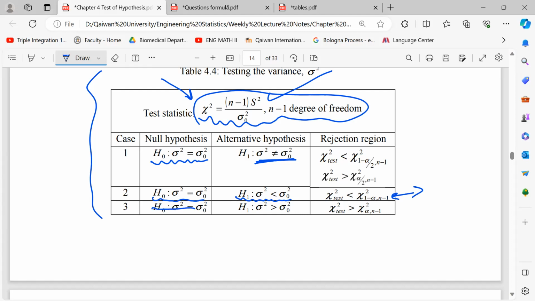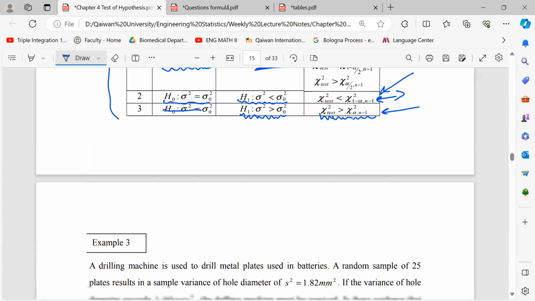But if we choose H1 to be sigma squared greater than H naught, sigma naught squared, we say if chi-squared test is greater than chi-squared of alpha and n minus 1, we reject H naught. In the above one we had chi-squared of 1 minus alpha and n minus 1, but here we have chi-squared of alpha and n minus 1. If not, we accept H naught, or we are unable to reject H naught.